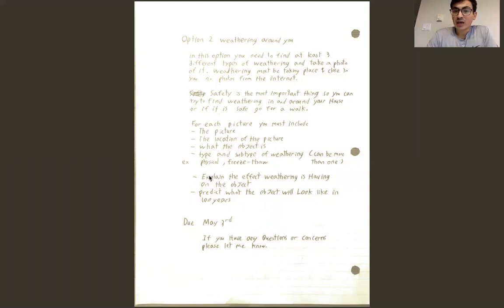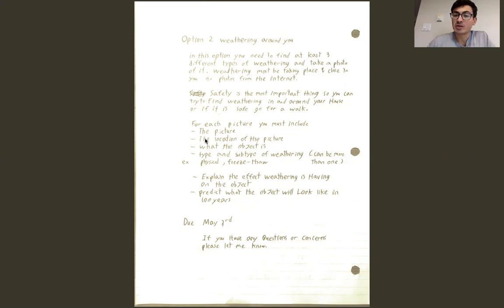So if you can go outside or in your house, find 3 different types of weathering, take a photo of it, and then in a Google Doc, add your 3 photos, and with each photo, I want you to give me a little description of the weathering, and then I have a couple of questions I want you to answer. So how I want it to look is you have your picture. Under that, you're going to explain the location of this picture, what the object that's getting weathered is, the type of weathering, and the subtype of weathering that's happening. An example would be, this is physical weathering, and it's the freeze-thaw physical weathering.